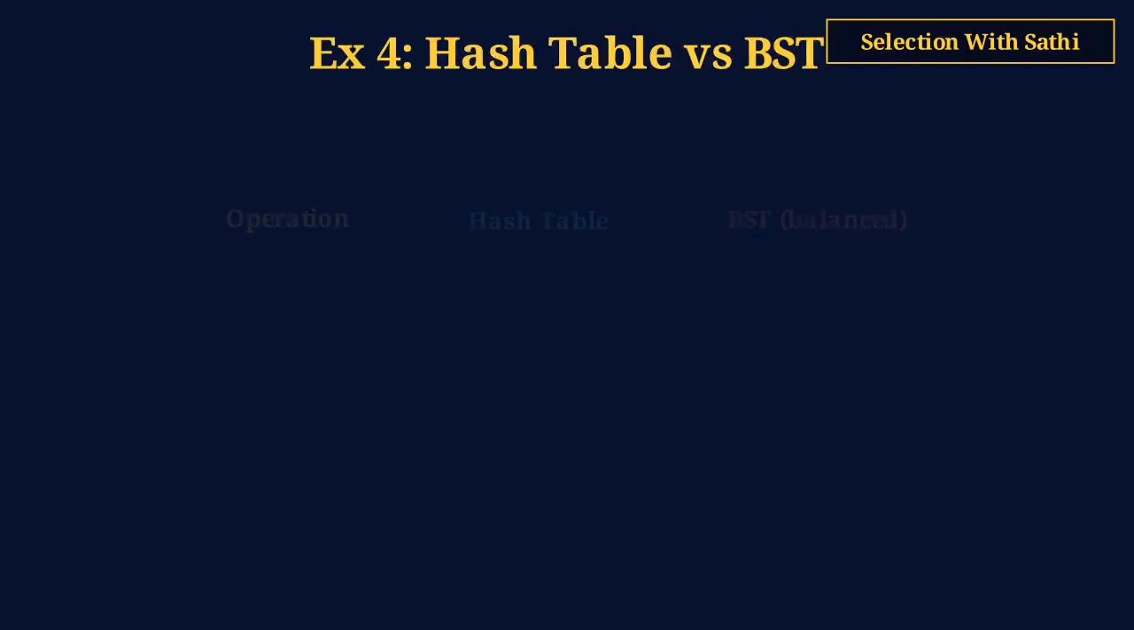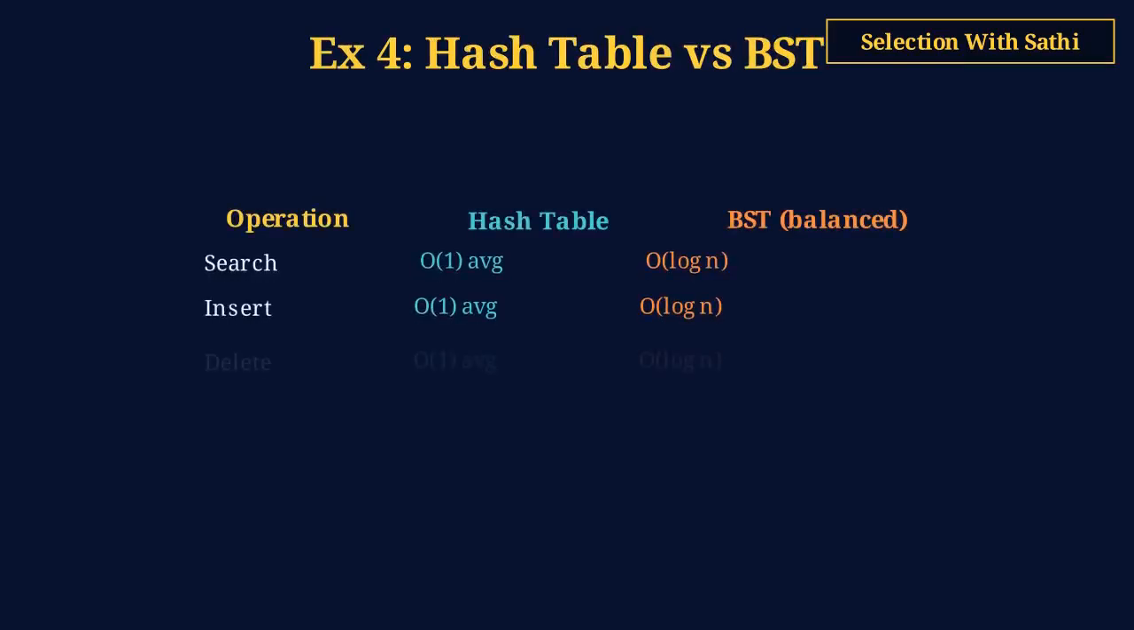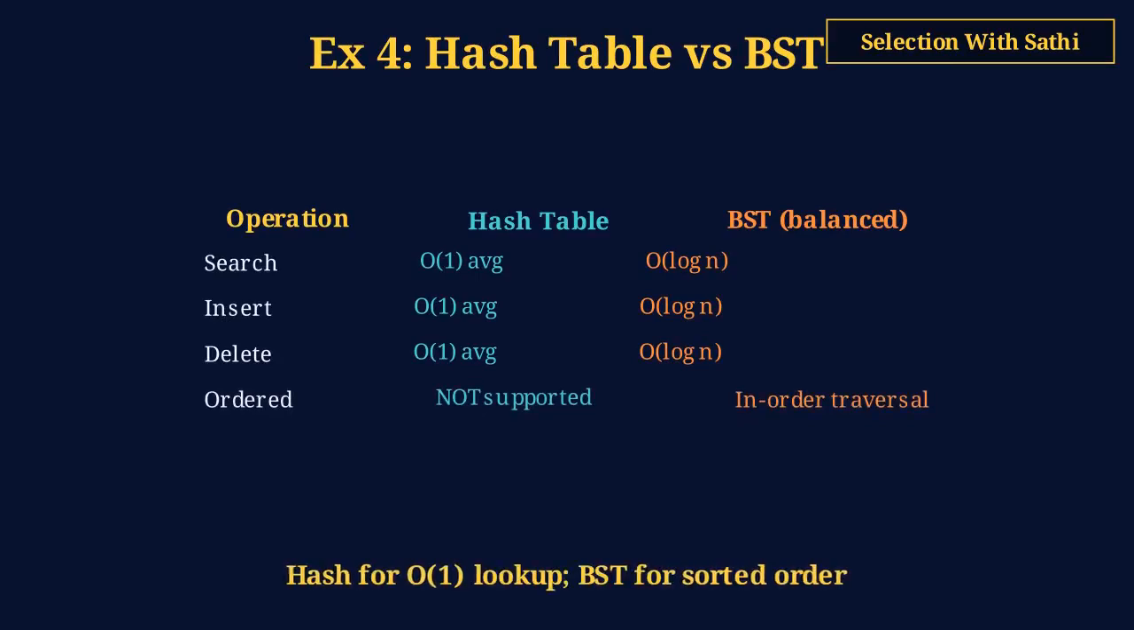When should you use a hash table versus a binary search tree? For search, hash tables give O(1) average, BSTs give O(log n). For insertion, hash tables again win with O(1). But here is the catch, hash tables do not support ordered traversal. If you need elements in sorted order, a BST gives you in-order traversal. The rule of thumb: use hash tables for fast lookups, and BSTs when you need sorted or range-based access.